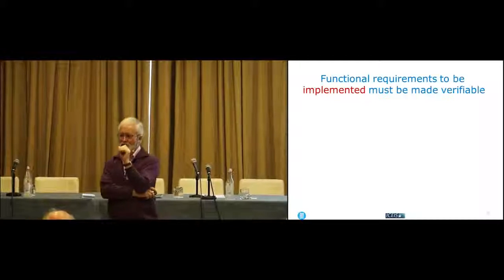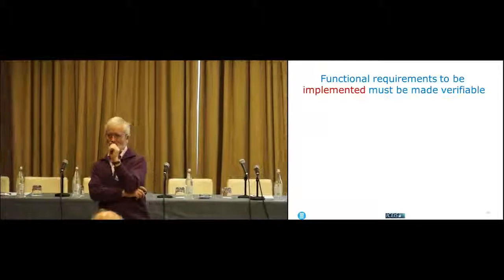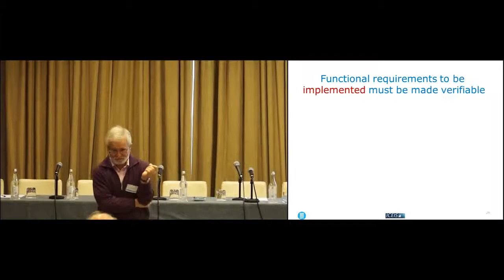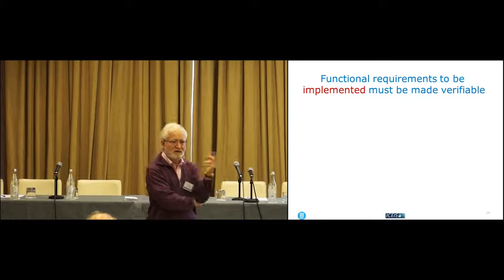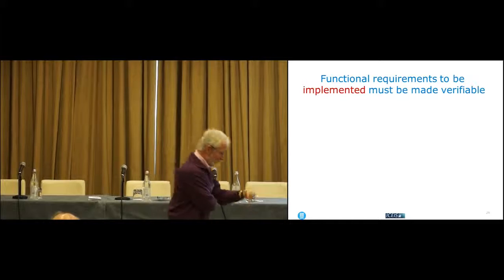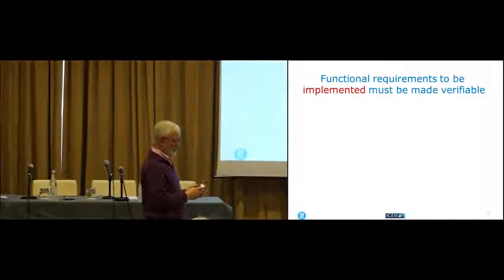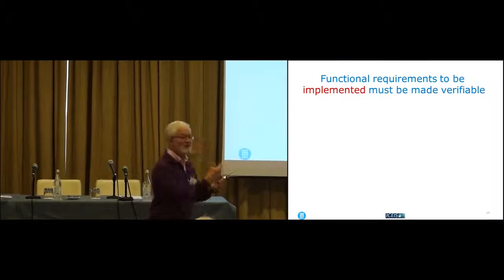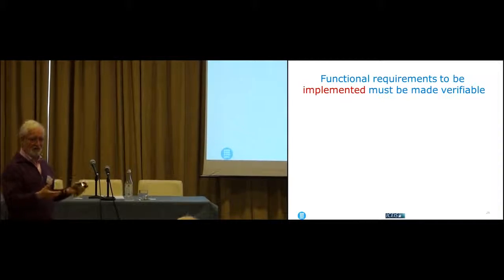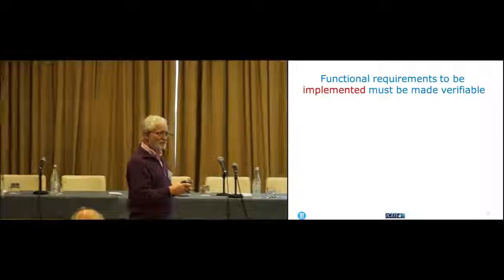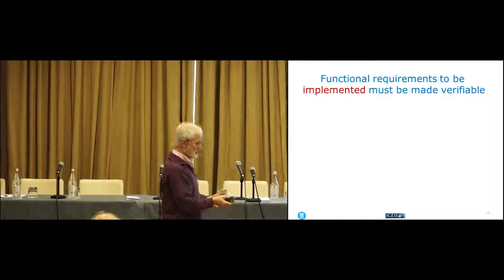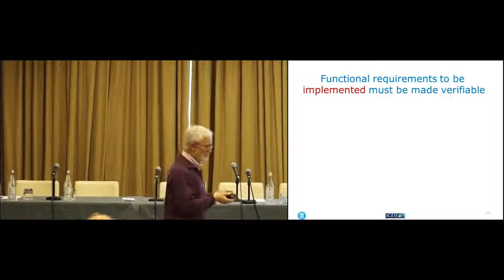So if I want to implement a functional requirement, this requirement must be verifiable, because otherwise I cannot. I have to transform it until it is verifiable. No programmer can add a functional requirement in the system if he or she is not able to test whether the system or the program or whatever meets that requirement. We always add things to the system, add functions to the system that we can test. All functions of the system can be tested.